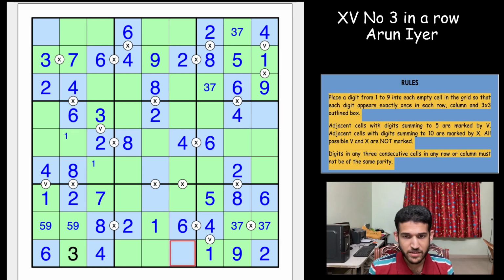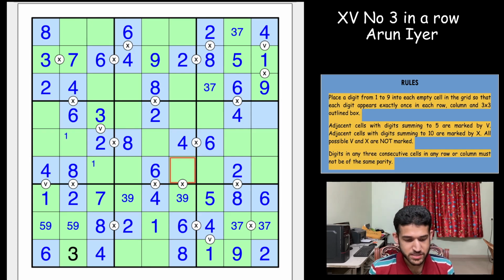So we can fill in the evens now, I guess. This would be 8 for the row. This would be 4, so this would be 6. All the evens except this has been filled. Now we need 3, 9 for row 7.